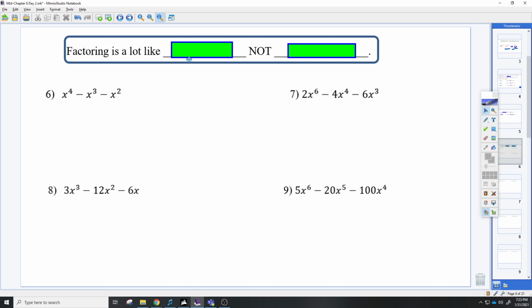All right, so let's try some. Factoring is a lot like dividing. It is not like subtracting. At least with numbers. So maybe I'll be a little more specific here. It's a lot like dividing when you have numbers. But it is actually more so subtracting whenever you have variables.